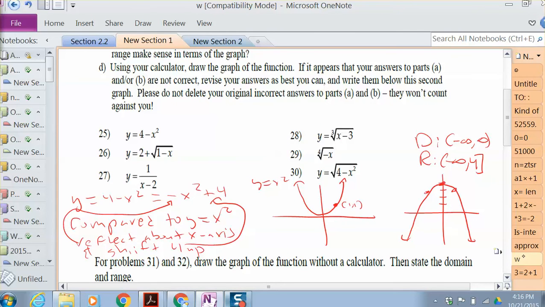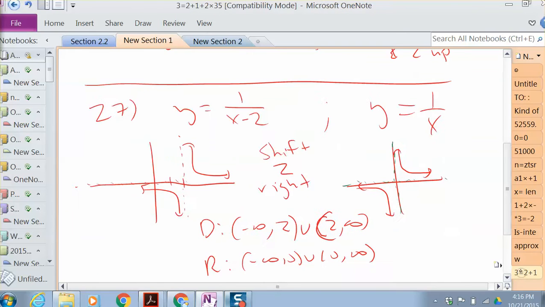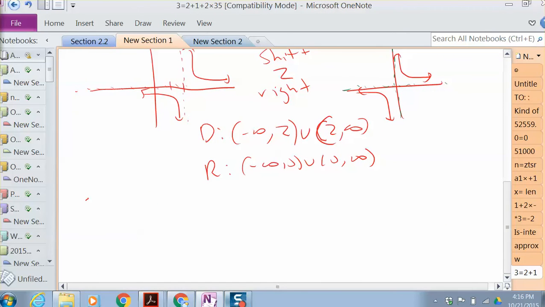Okay, 28 is y equals cube root of x minus 3. So hopefully you remember that y equals cube root of x.